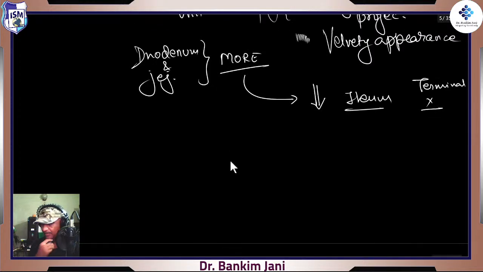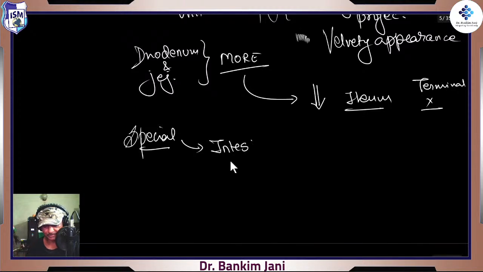Now, when we talk about the intestinal lining, that is very interesting. It gets replaced every 2-3 days. So we have a new digestive system every 2-3 days. This is special, and they are the intestinal glands, and they have been given a name.